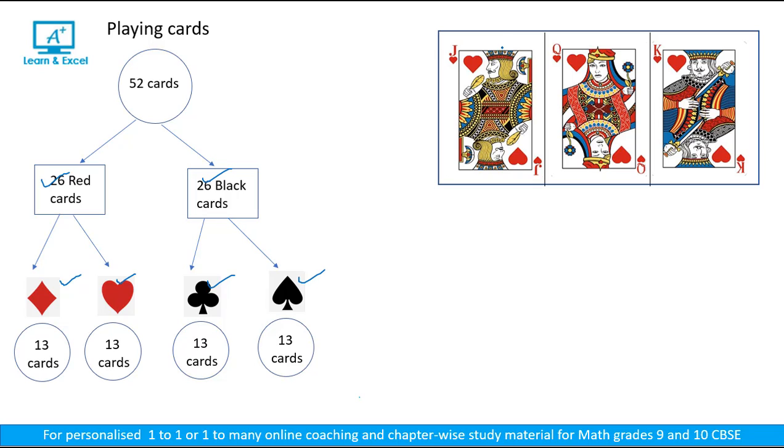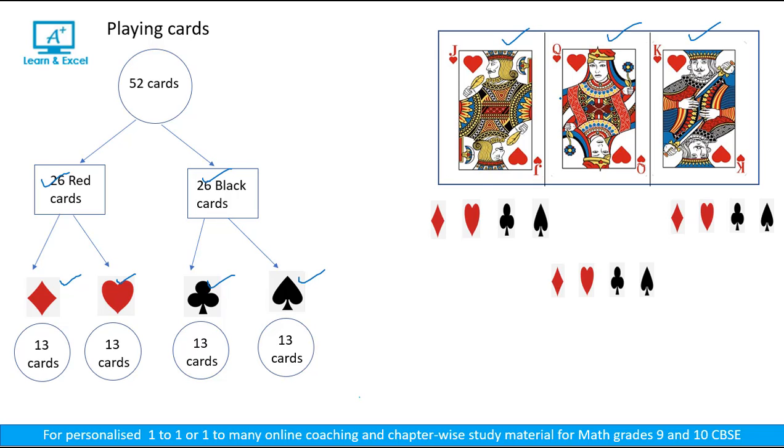These three are the face cards: the jacks, the queens and the kings. Each of them have 4 suites, that is the diamond, heart, club and spade. So we have 3 cards, the jack, queen and king, and each of them has 4 suites. So we have 12 face cards.